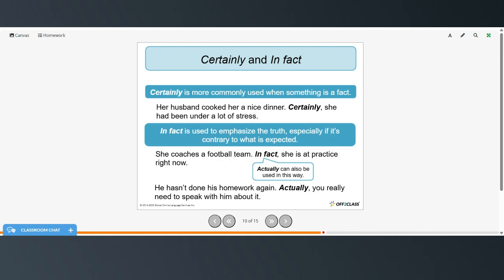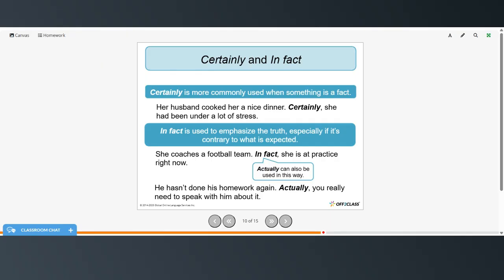Certainly is more commonly used when something is a fact. Her husband cooked her a nice dinner. Certainly she's been under a lot of stress. In fact is used to emphasize the truth, especially if it's contrary to what is expected. She coaches a football team. In fact, she's at practice right now.